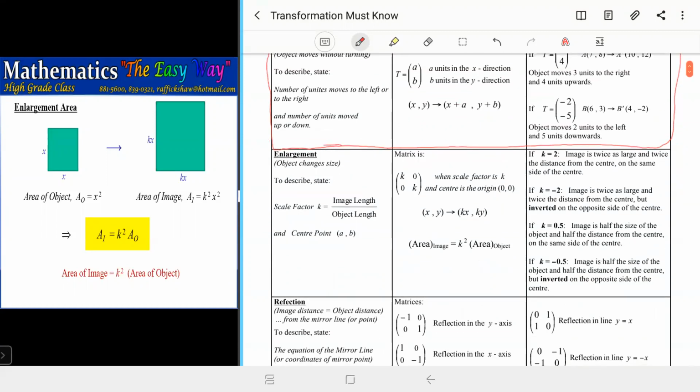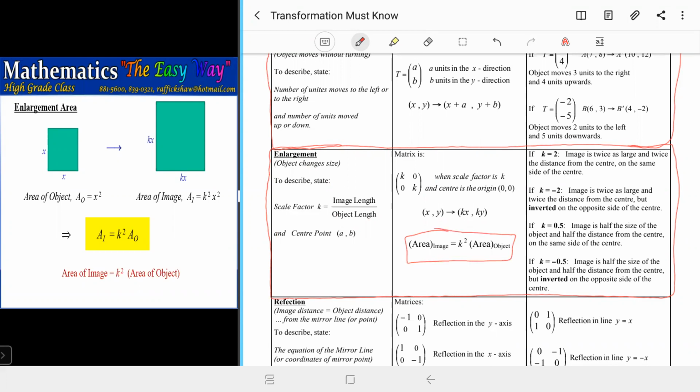So this is a summary of everything that we did today. To describe an enlargement, you have to state the scale factor, which is the image length over object length, and also state the center point. Also, the enlargement matrix is K, 0, 0, K. What it does is map a point onto a point K times, just multiply the point by the scale factor.